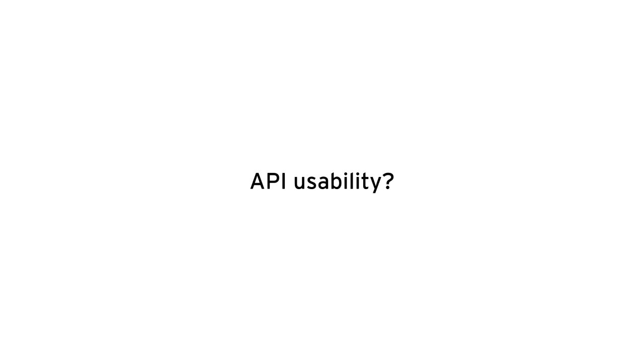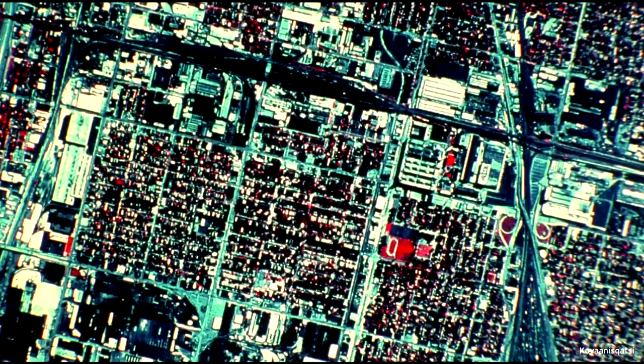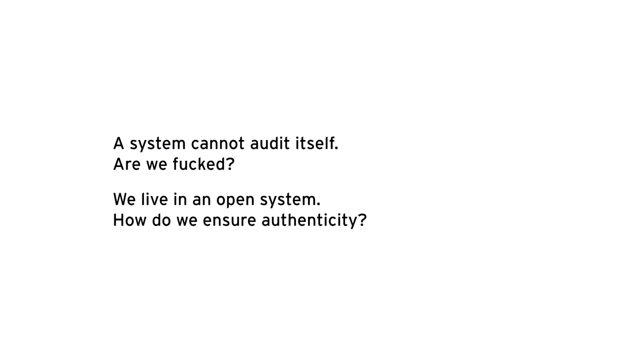And I've been talking about the usability of encryption systems for users, but what about for developers, right? So API usability, and as I've mentioned, language usability. And on top of that, it's not just a technical issue, because of course we want to secure microchips, but we also want to secure social systems. Because in principle, we live in an open system, in an open society, and a system cannot audit itself. So, okay, what do we do, right? I don't know. That's why it's an open question.